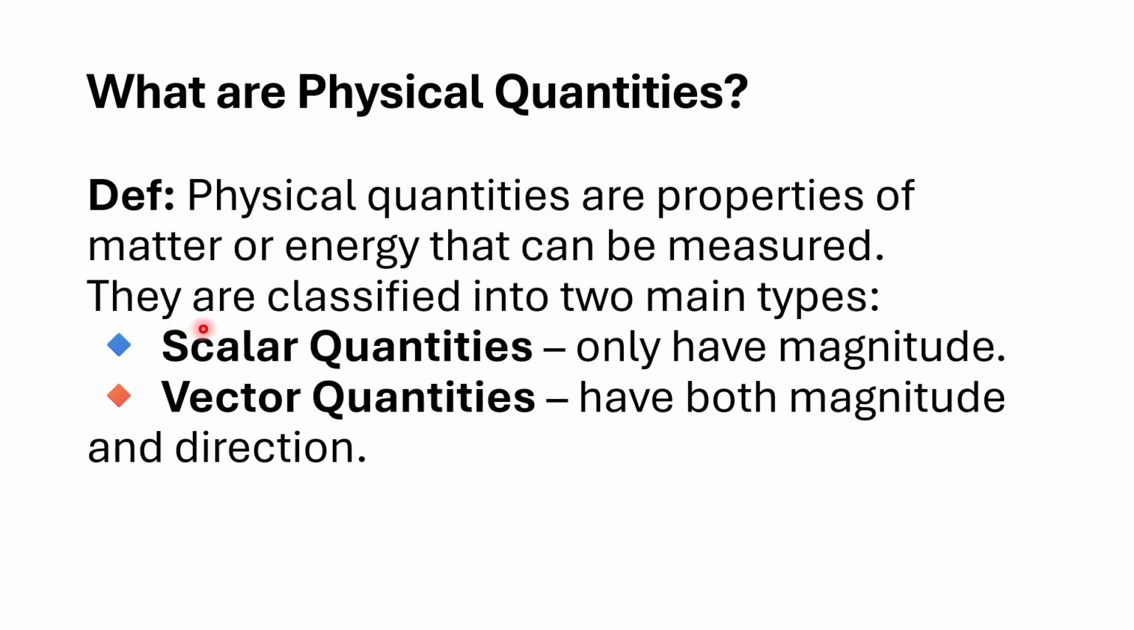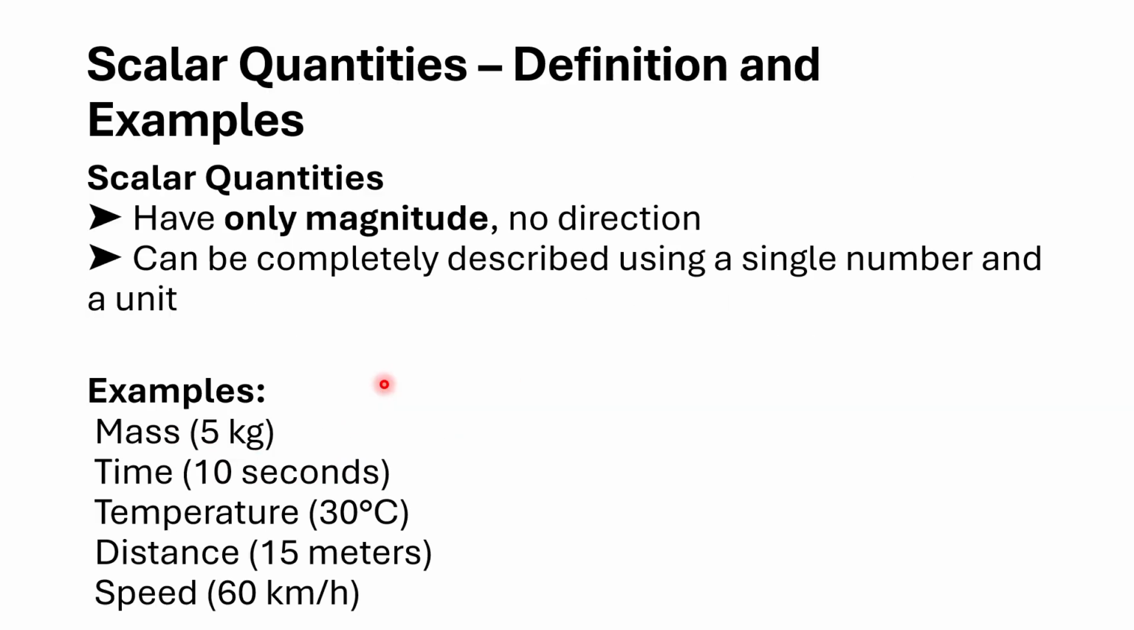Physical quantities are classified into two main types, that is scalar quantities and vector quantities. This is because of their different properties: scalar quantities only have magnitude, while vector quantities have both magnitude and direction as well. We will look at this in detail in the upcoming slides.